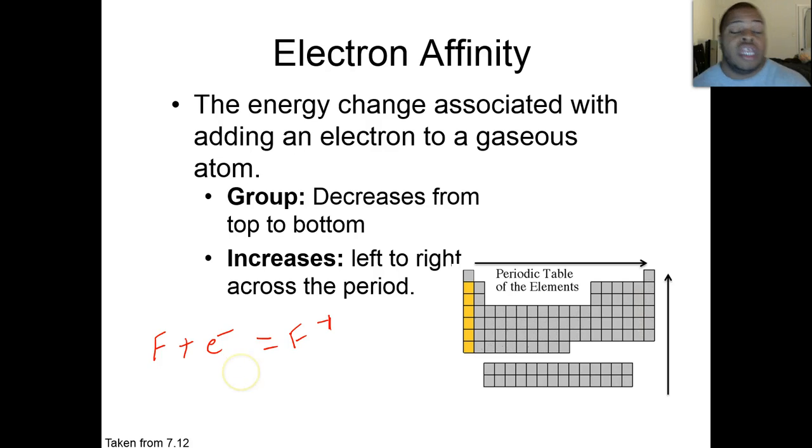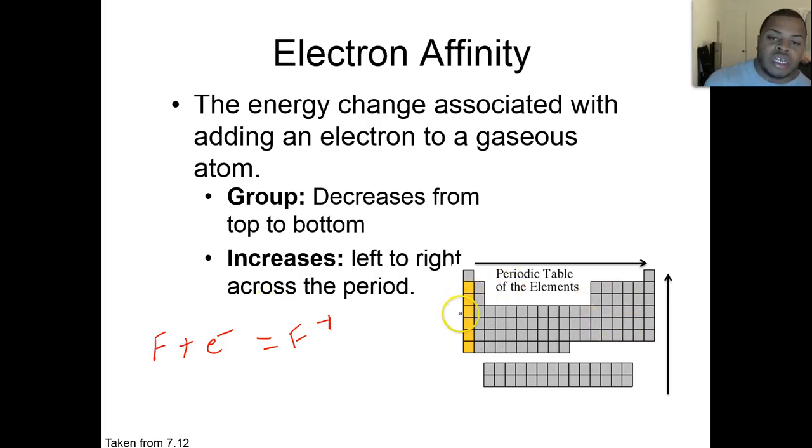Now, when it does this, there's going to be an actual energy change. It's actually going to gain energy or lose energy. In the case of this, in order for this to happen, it's going to have to gain some energy. It's going to have to assume some energy. Now, the further we go this direction, we're going to see that the energy change is going to get greater and greater as we go from left to right.